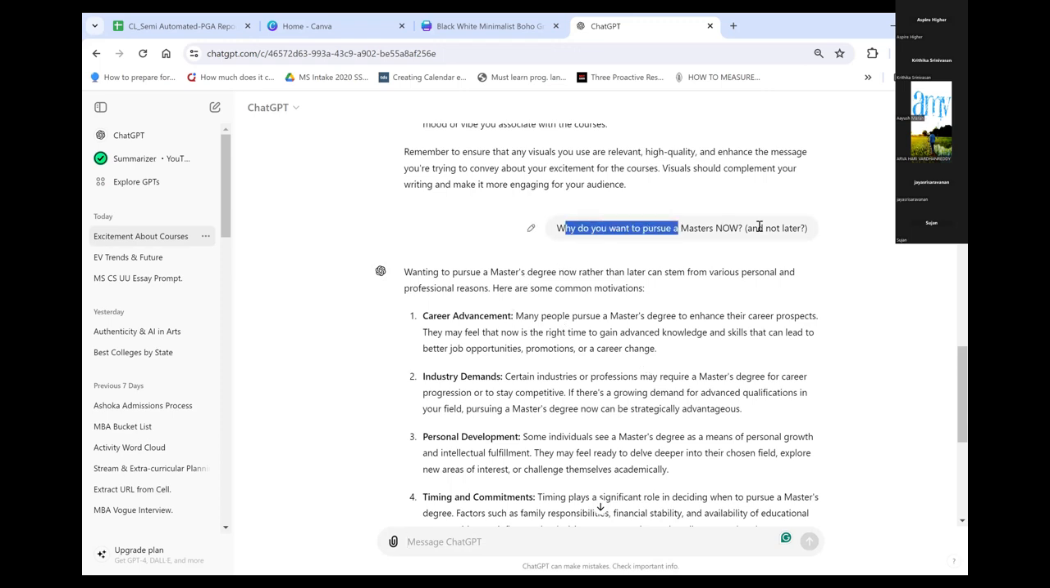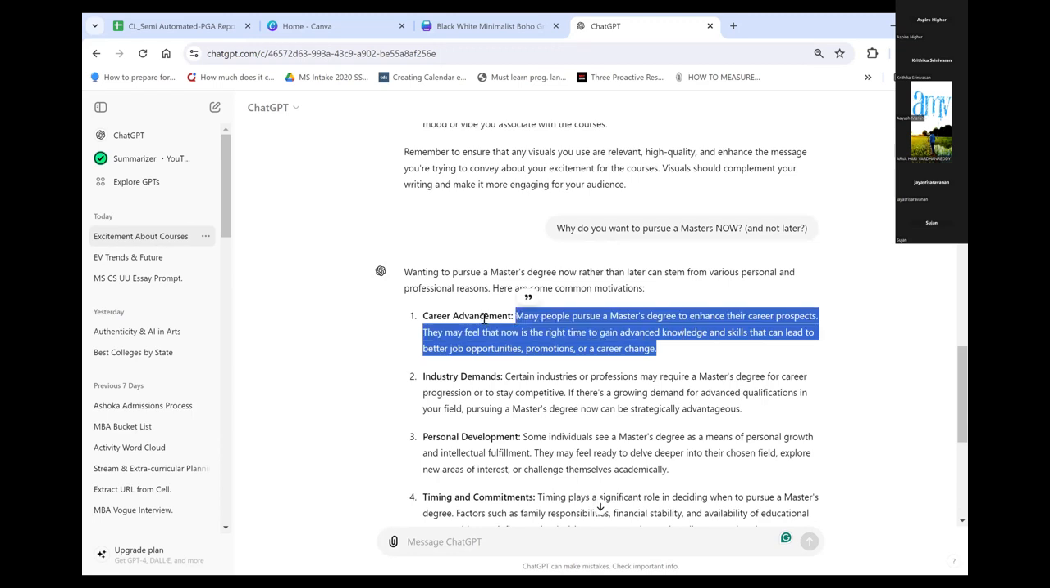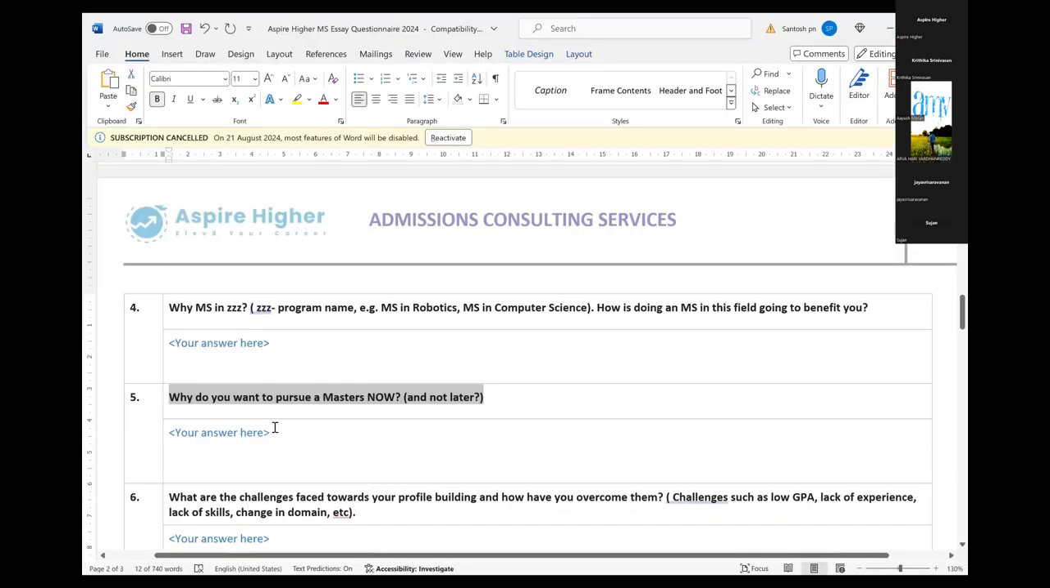For example, why do you want to pursue a master's now and not later? You can possibly think about career advancement and how this is connecting to you. Some of you might say, I don't know. That's exactly where you shouldn't ask it like this. ChatGPT cannot help you to answer this question directly. But if you're stuck, what it can do is this.